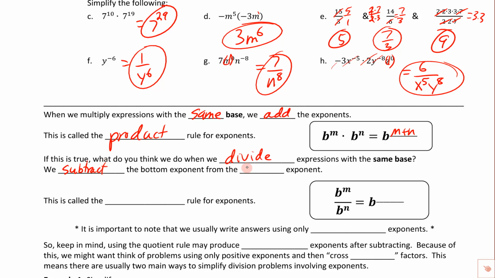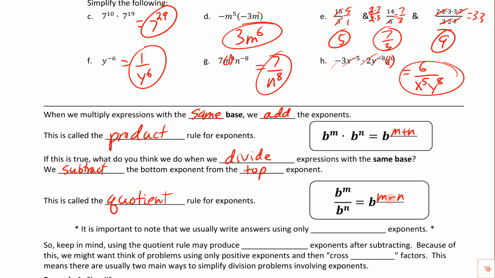We subtract the bottom exponent from the top exponent. This is sometimes called the quotient rule for exponents, and it looks like this. Notice here we multiplied them together, so we took the first one and added the second one. On this, we're going to take the first one and subtract the second one. So it's b to the m divided by b to the n is b to the m minus n.